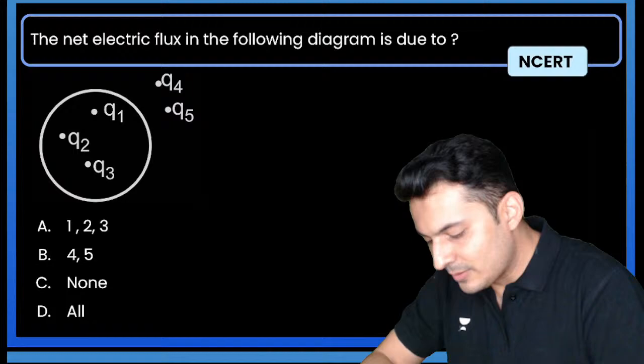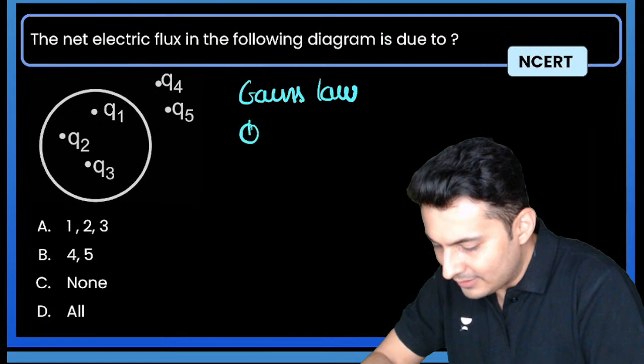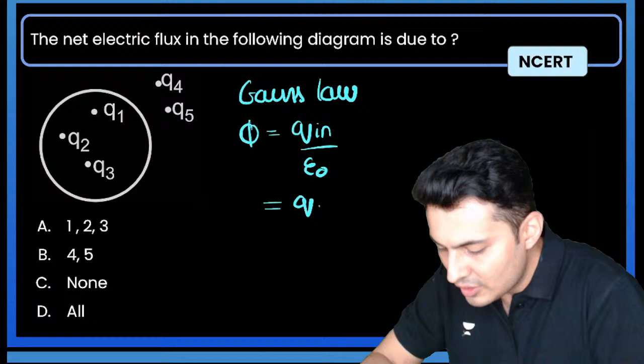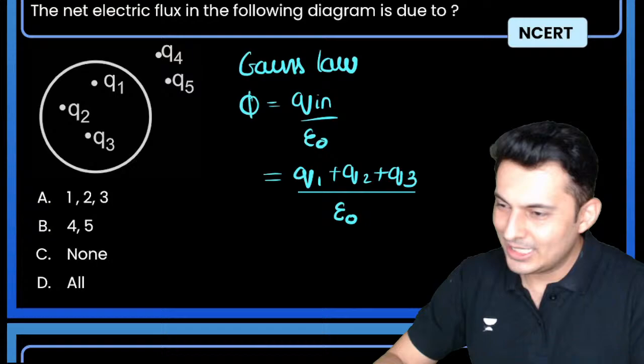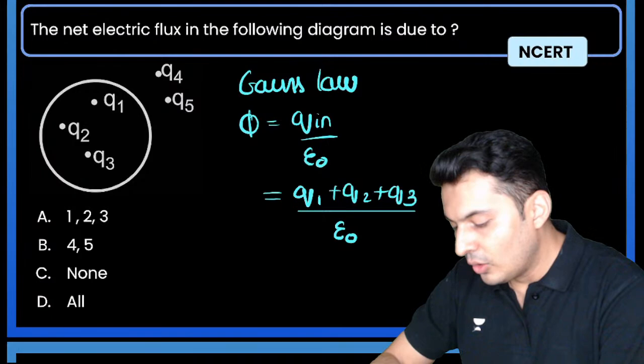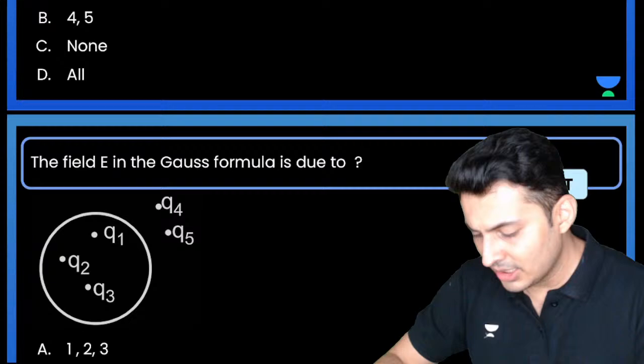Guys, this is nothing but Gauss law. Net flux is only because of the inside charges divided by epsilon naught. Inside are Q1, Q2 and Q3. That's all. So hence Q1, Q2, Q3, which is option A. Very good, Mohammed. It is not D. Net electric flux is only because of the enclosed charges.